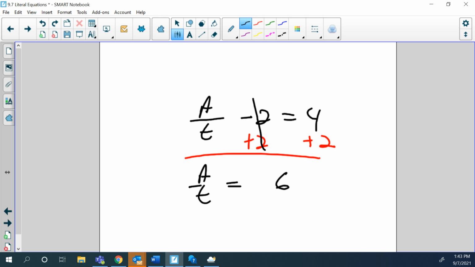Now I want a by itself. So I've got to multiply. There's a division going on right here. So I'm going to multiply by t to cancel the t on this side, but also multiply t right here. That goes away. So I'm left with now a is equal to 6t. All right. So all you gotta do is follow the steps that we have learned since last week, and solve the problems. All right, guys.